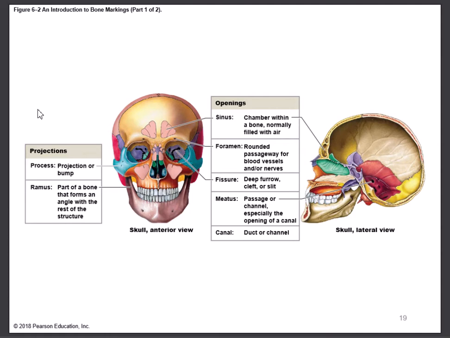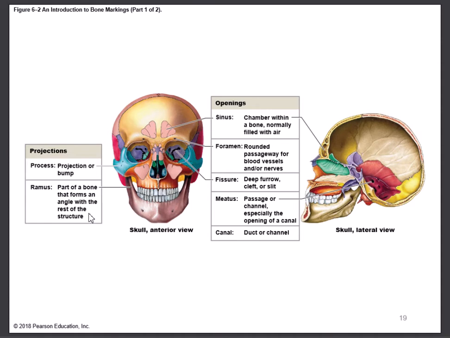There are two types of projections. The first one is known as a process. This is just a projection or a bump. As an example here, as you study the bones of the skull in subsequent chapters, this happens to be the zygomatic bone. You don't have to know the names of these right now, but there's a projection going backwards this way towards the temporal bone, and that would be the temporal process.